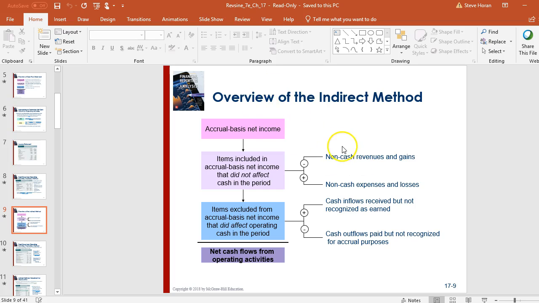Again, we take the accrual basis net income, and we make adjustments to that for things that are not cash. Okay. So great examples of non-cash expenses, of course, are depreciation and amortization. Also, we make adjustments for non-cash revenues and gains. And then we do want to record items excluded from the accrual basis net income that did affect operating cash flow: cash inflows received but not recognized as earned, and cash outflows as paid but not recognized for accrual periods.